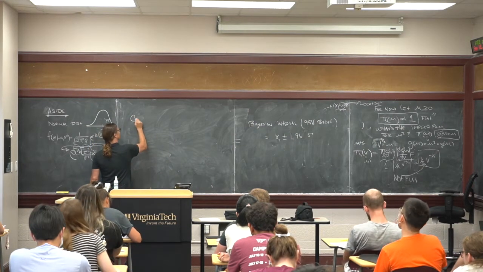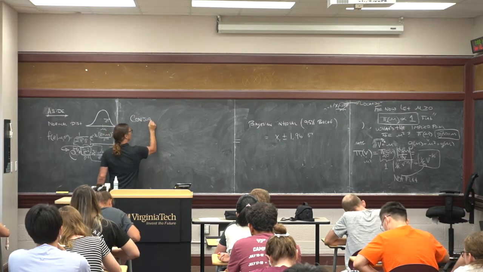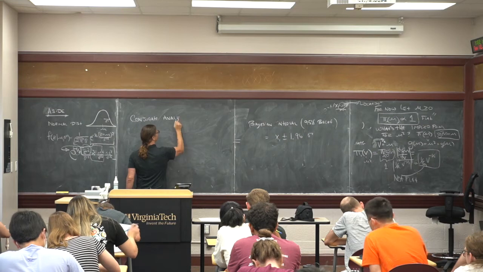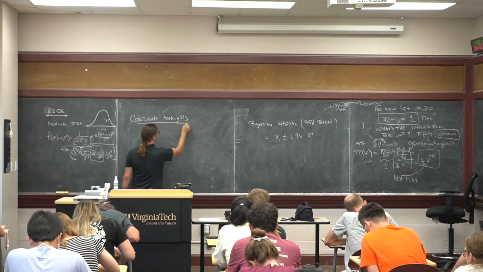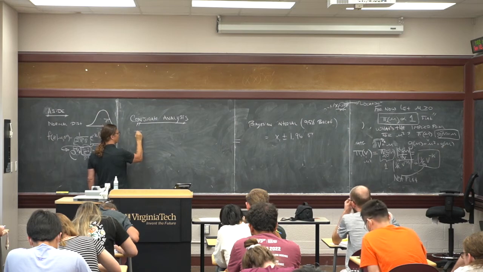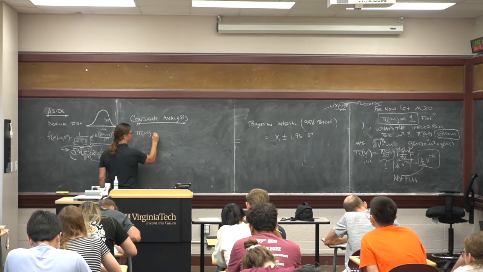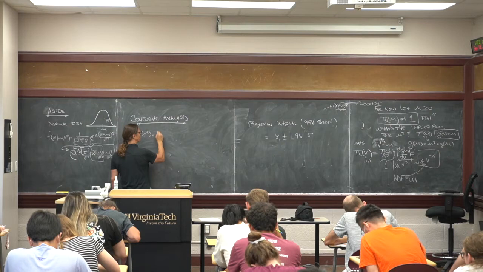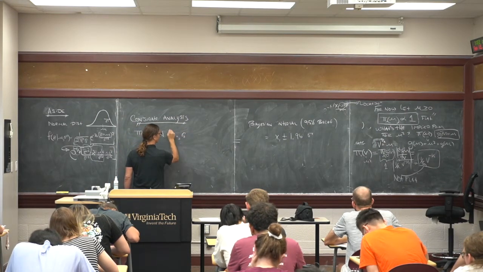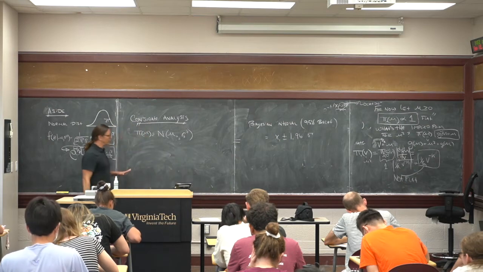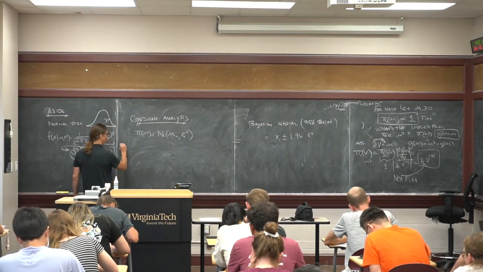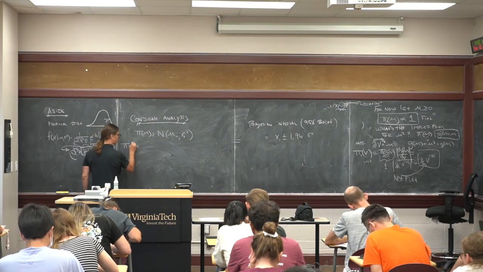So the conjugate analysis. I think that there's a lot of insight here. So pi of mu is equal to a normal distribution, mu naught, sigma naught squared. So that's my prior. And so let's just do the analysis using that.